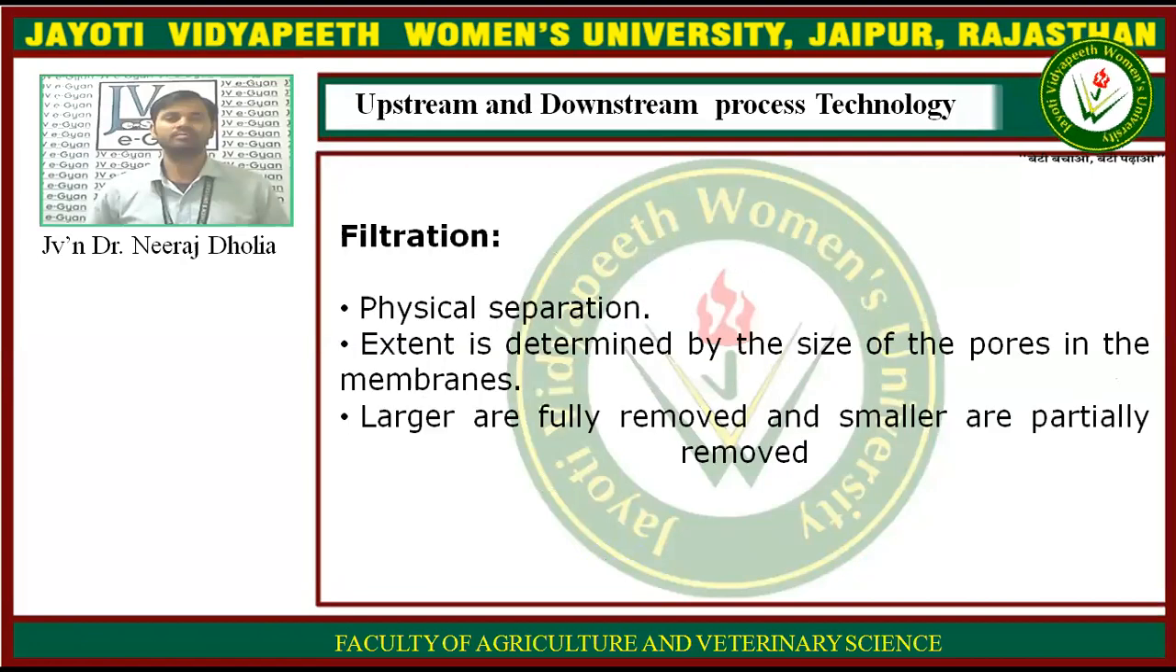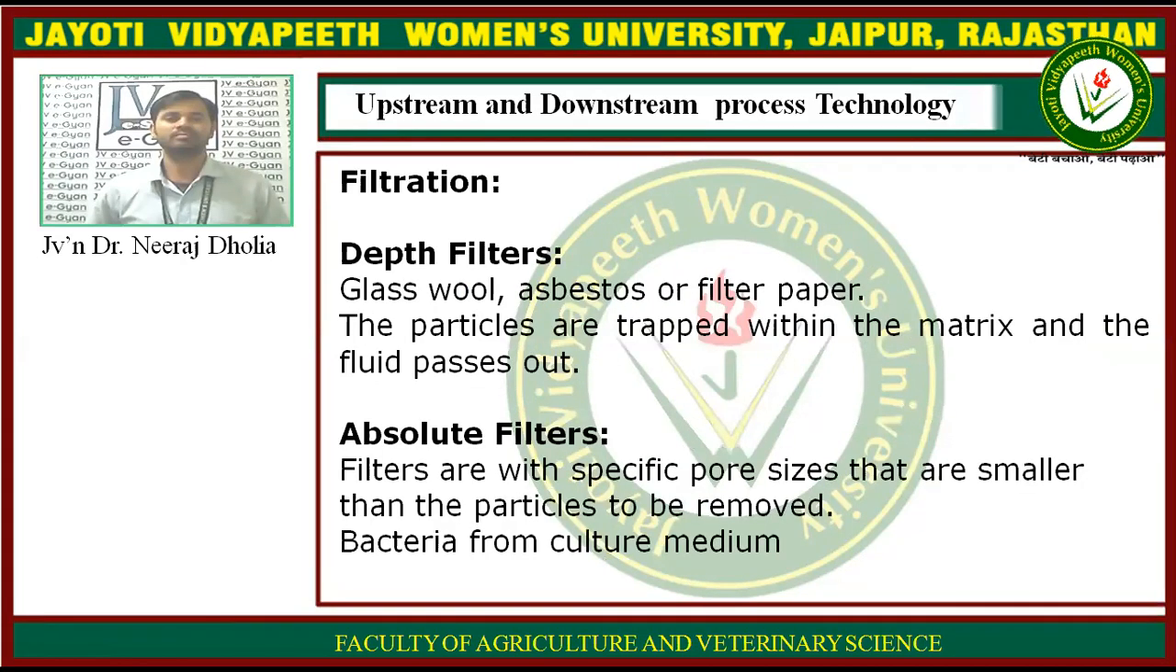So filtration is defined as a physical separation, and the extent is determined by the size of the pores of the membrane. The lesser the pore size, the greater the extent of separation. We have studied various types of filters: the depth filters, which are prepared from glass wool, asbestos, and filter papers, and the absolute filters, where the pore size is absolutely defined, and which are used to isolate bacteria from the culture media.